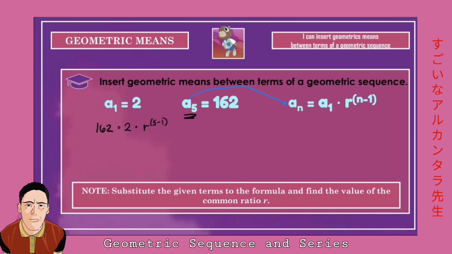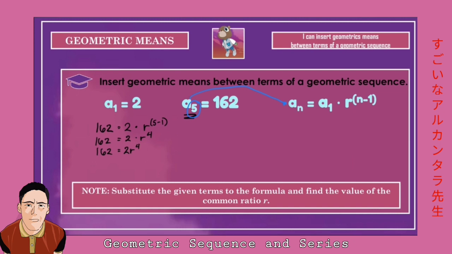Why is n equal to 5? Because the last term given is the fifth term. Your n is equal to 5. A sub n, a sub 5, n is equal to 5. So if you continue here, we're going to have 162 is equal to 2 times r raised to 4. If you're confused with that, you can rewrite this as 162 is equal to 2r raised to 4.